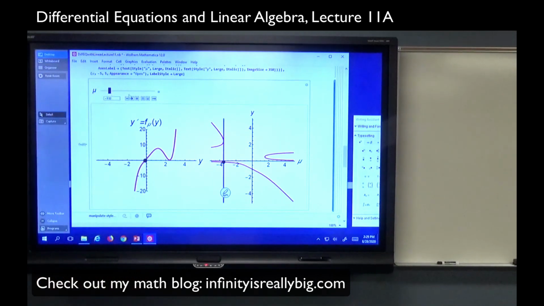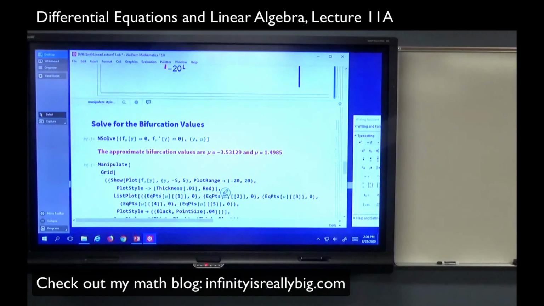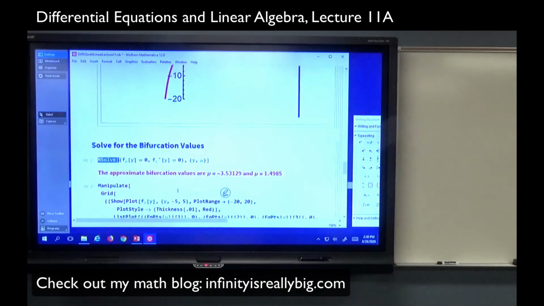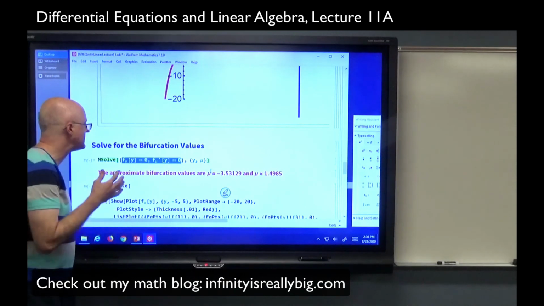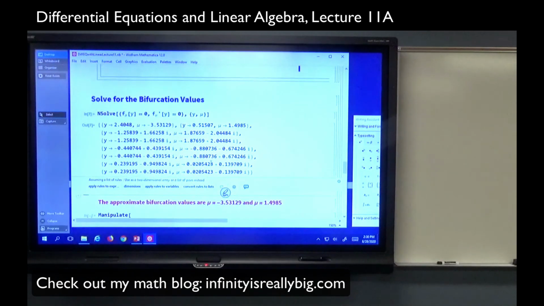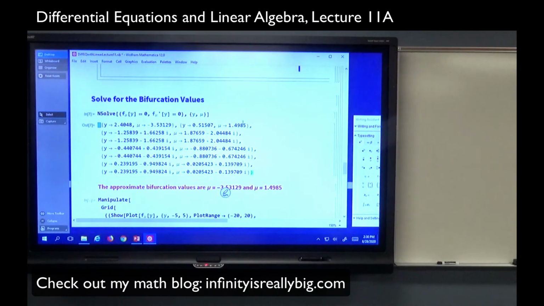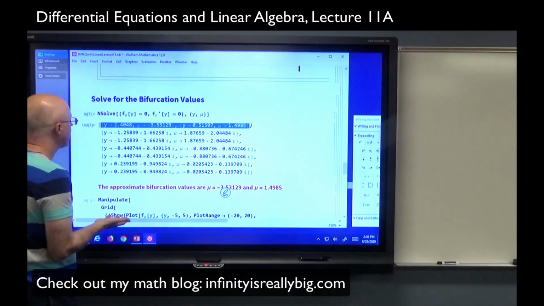But in general, what you have to do is solve a system of equations. Where does f of y equal 0? And where does f prime of y equal 0? Solve for both y and mu. These are going to be nonlinear equations. In general, that might be very difficult to solve, especially by hand. And sometimes you might have complex number roots. But it looks like these first two possibilities are real answers.